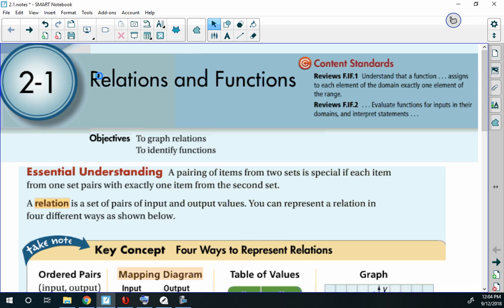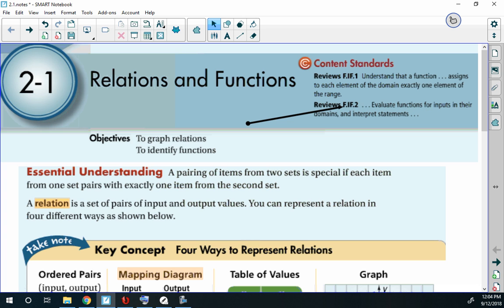Okay. This Common Core content standards business, someday Miss Kissabeth is going to be in here observing me, and if I'm doing my job right, I'm supposed to include these with each lesson. Whatever. So anyway, that's what the national content standards are. You're supposed to understand that a function assigns to each element, blah, blah, blah.